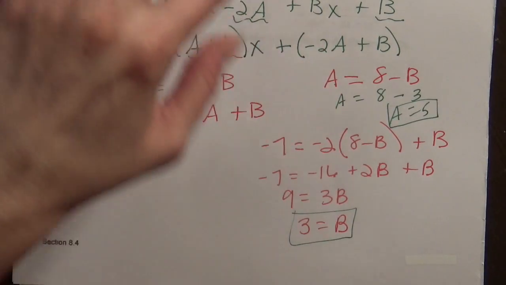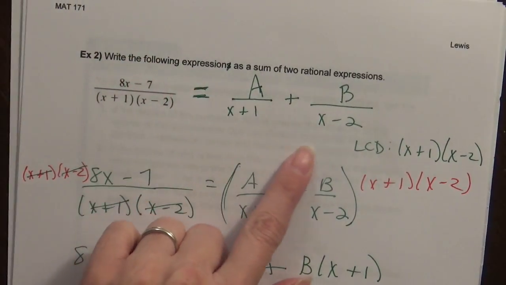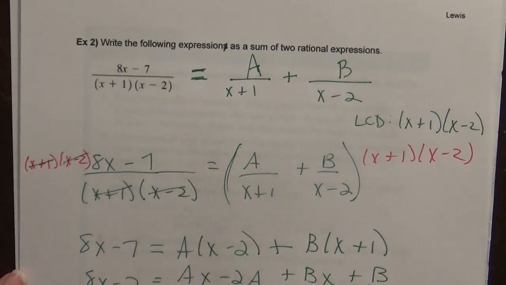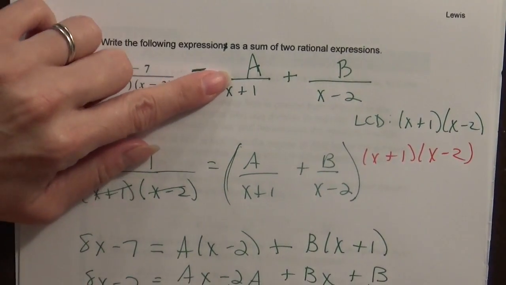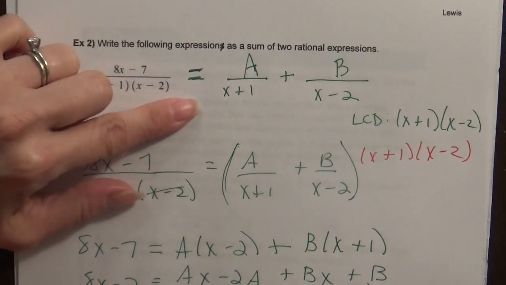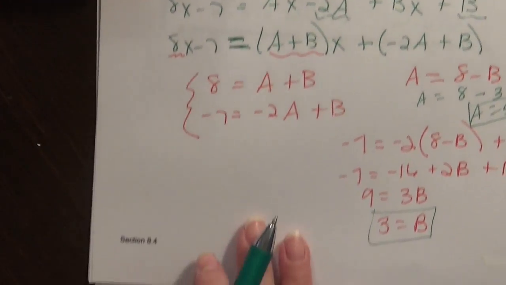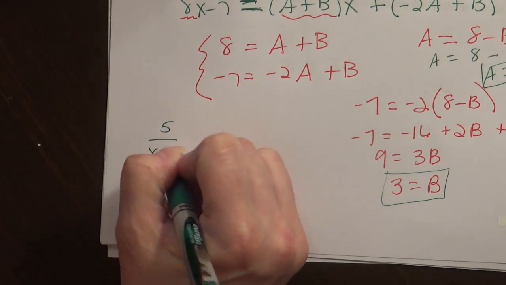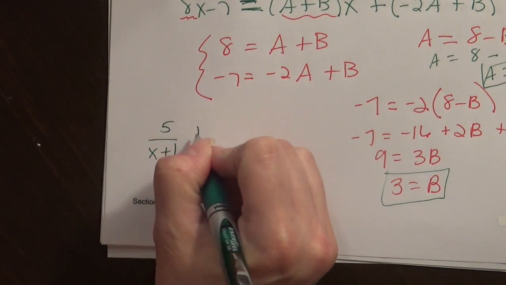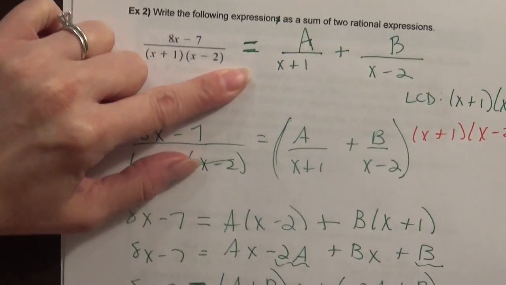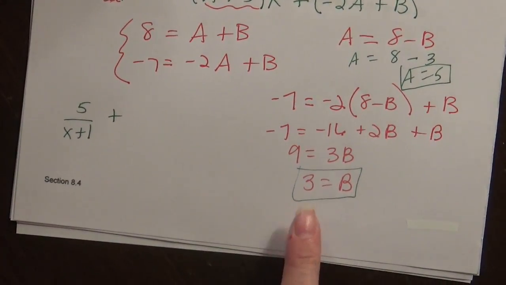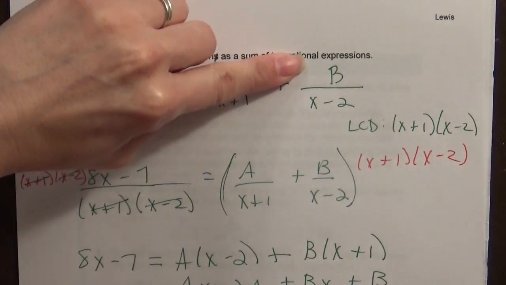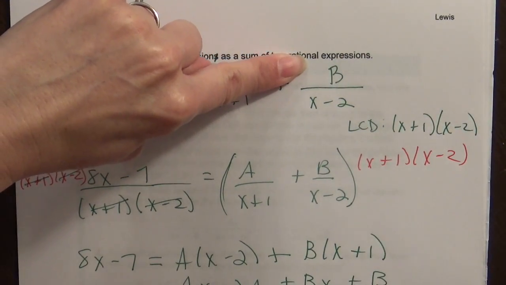We just need to put those numbers back into what we had up here. So our answer is going to be 5 over x plus 1 there. And I apologize, I've got to move it all around. 5 over x plus 1 plus, and we got b equal to 3, so 3 is going to go in here. So it's going to be 3 over x minus 2.